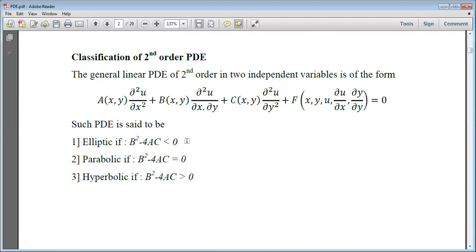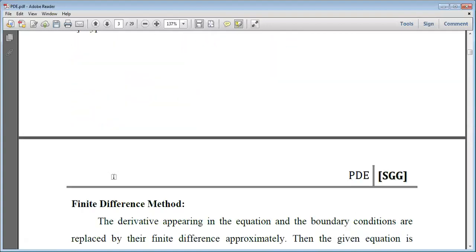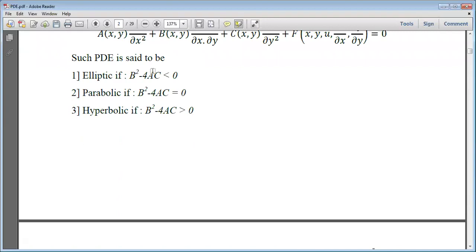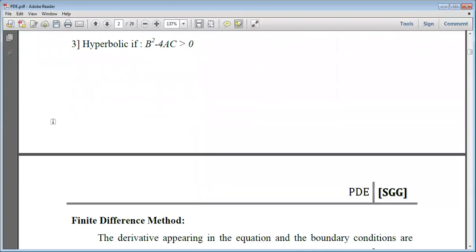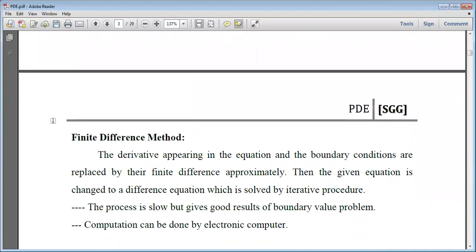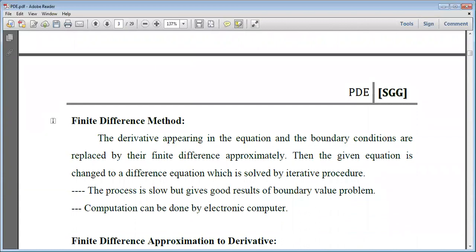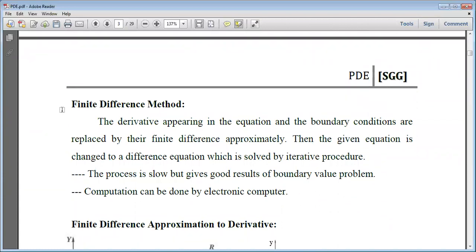If B² − 4AC is less than 0, that kind of equation is known as elliptic. If B² − 4AC is equal to 0, that equation is known as a parabolic equation. And if B² − 4AC is greater than 0, that equation is called a hyperbolic equation. So these are the three classes of partial differential equation. Now, let us understand the method for the solution of partial differential equations.